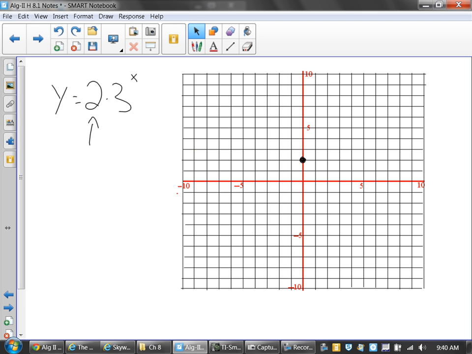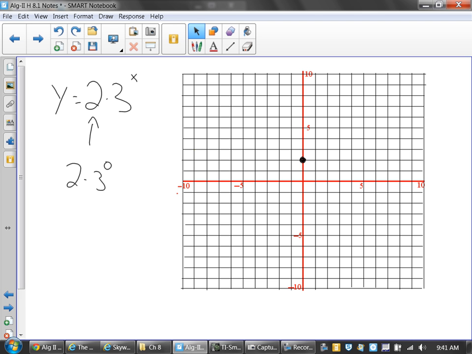Now let's think about what that means. If you think about why that happens, your y-intercept is always when x equals what? 0. Think about how you got 2. It's 2 times 3 to the 0. Order of operations tells you to do what first? The exponent. What's 3 to the 0? 1. What's 2 times 1? 2. That's how you get your y-intercept there. Does that make sense? That's how that works.